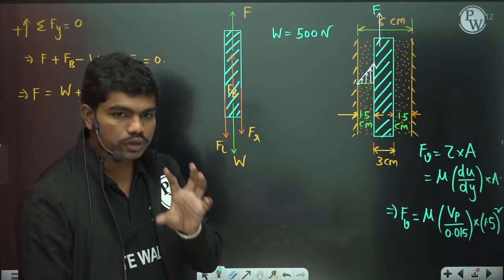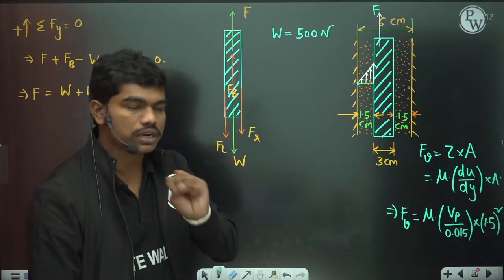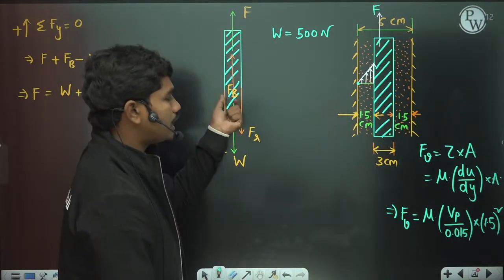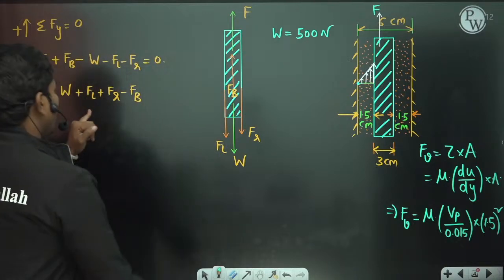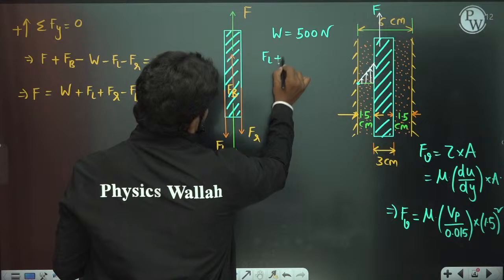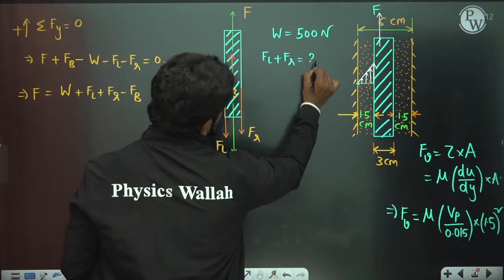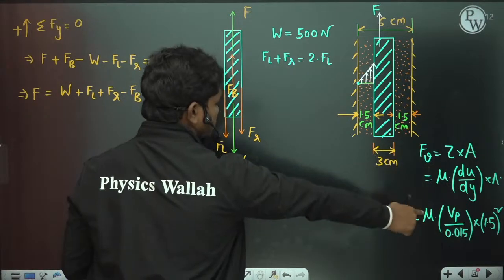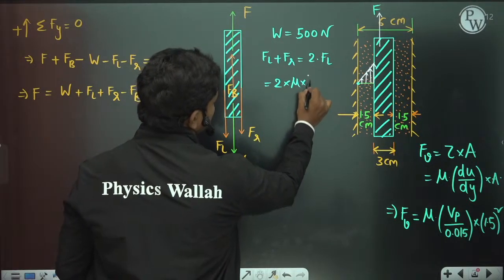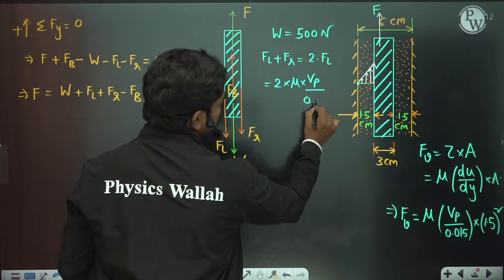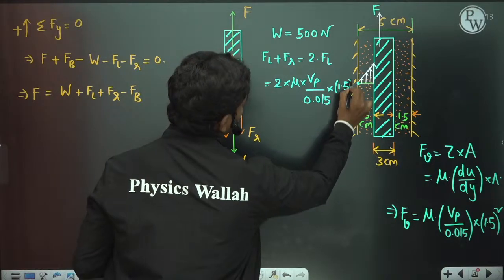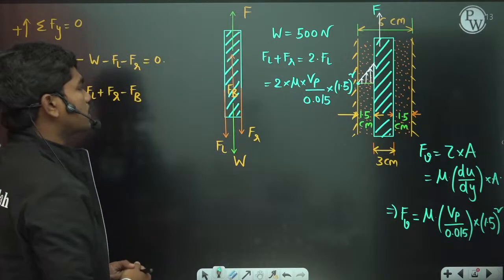Now since both the surfaces of the plate are in contact with the fluid, this FL and FR are the same. The viscous forces on both sides are the same. So we also got the value of FL plus FR. If you write FR as FL, then the viscous force calculated is 2 times that value, which is mu times the velocity of the plate divided by 0.015, into 1.5 square. So this is the total viscous effect.